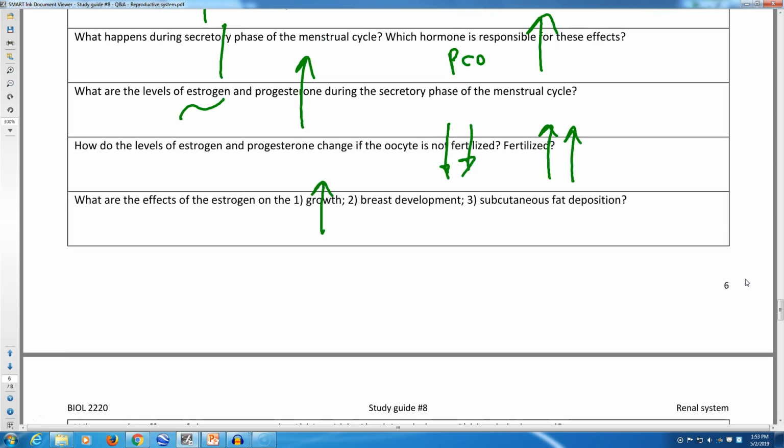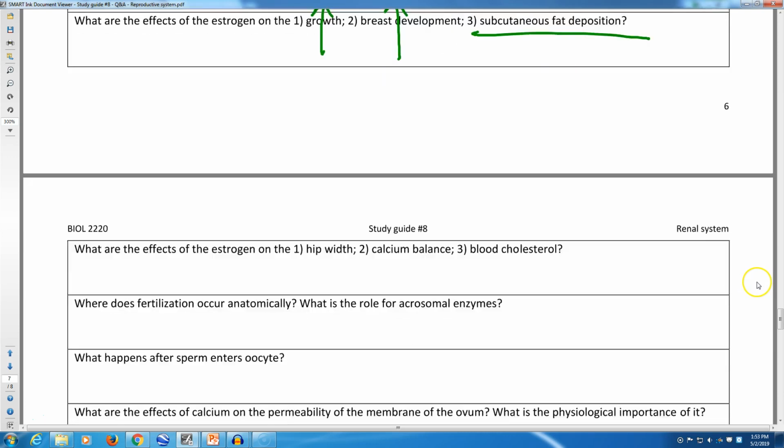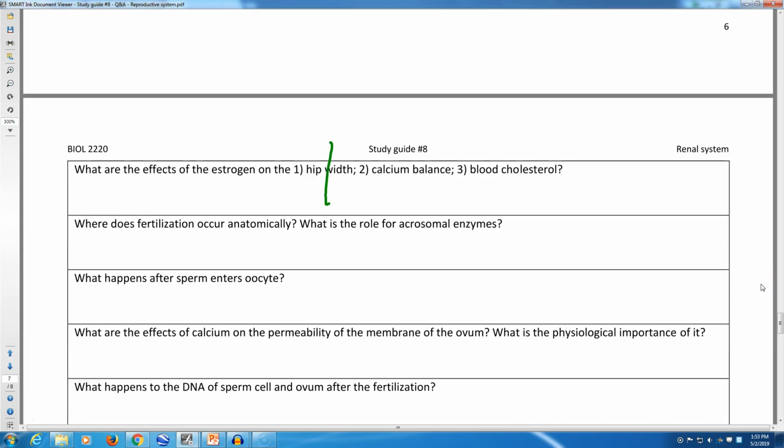Estrogen stimulates growth, it's an anabolic hormone, stimulates breast development and subcutaneous fat deposition, widens hips, calcium is stored in the bones, blood cholesterol goes down.